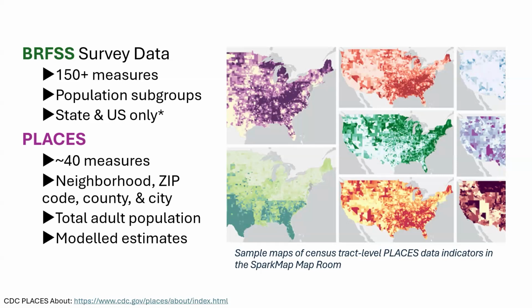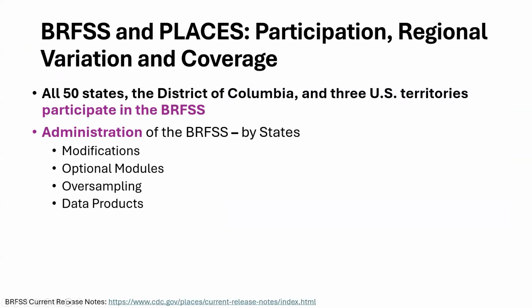Because they're estimates, we can sometimes see strong delineations, like in the bottom left map here, by states. That might indicate that the model was maybe overly reliant on the state variable to produce that estimate, but that's not something we see across all of our estimates. And then there are also some regional limitations to PLACES, which I will describe on the next slide here.